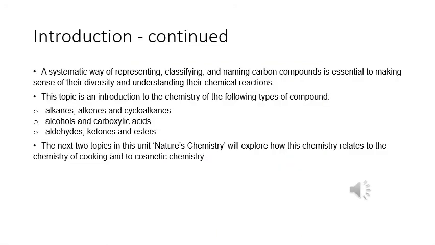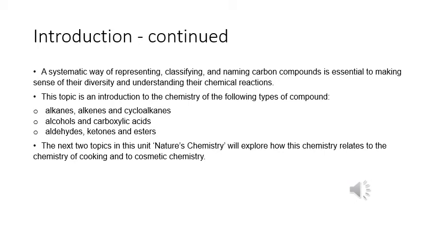Because of the huge diversity of carbon compounds, as scientists, it's really important that we have a systematic way of representing, classifying and naming these compounds. This is essential to making sense of their diversity and understanding their chemical reactions, and that's really what our introduction is to in this topic. So we're going to look at representing them through structural formula, molecular formula and shortened structural formula, different ways of classifying compounds into different families and other ways as well, and also systematic naming.